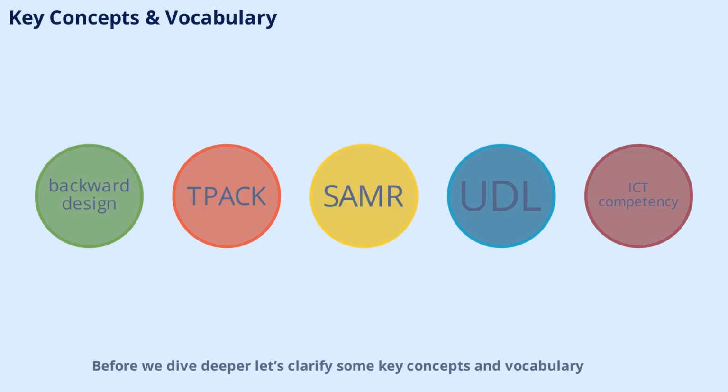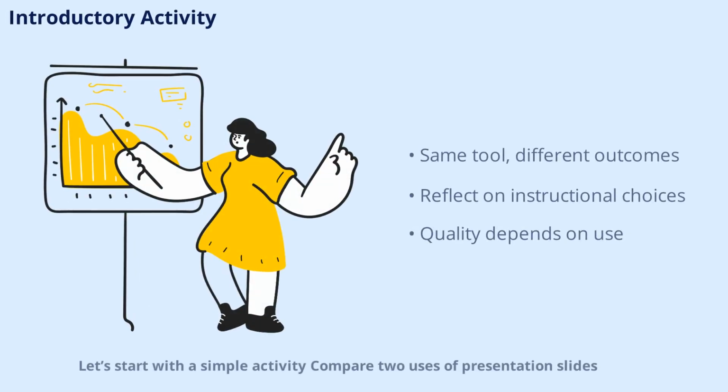Before we dive deeper, let's clarify some key concepts and vocabulary. We'll be using terms like backward design, TPACK, SAMR, UDL, and ICT competency throughout this lesson. You'll also hear about context, learner agency, and pedagogical fit. Understanding these terms will help you make sense of each framework and see how they fit together to support effective technology integration.